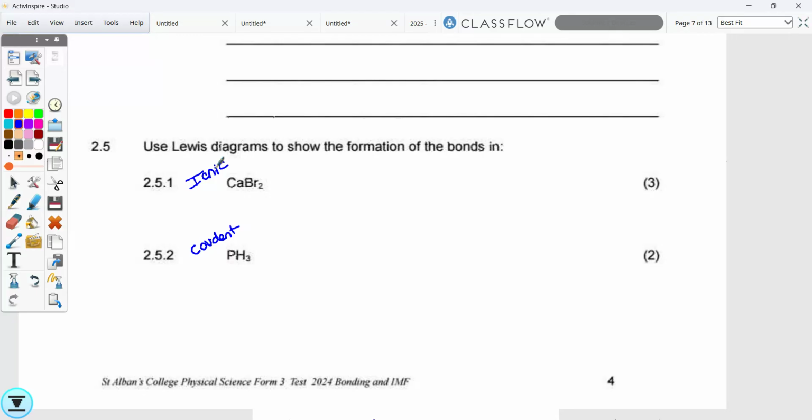Alright, now if you have ionic, guys, remember ionic needs arrows. Covalent needs sharing. Because this is a transfer of electrons and this is a sharing of electrons. And if your diagram doesn't show that, you're not going to get full marks, Mazuba.